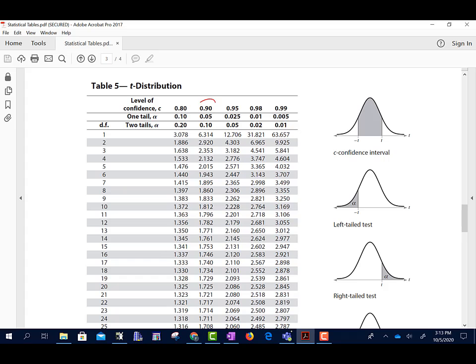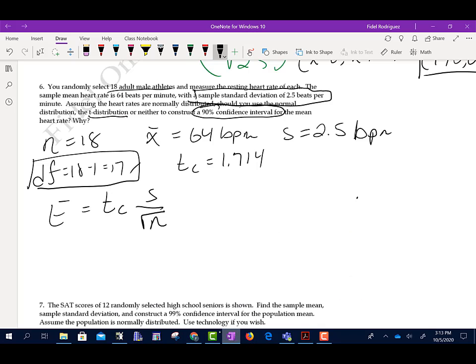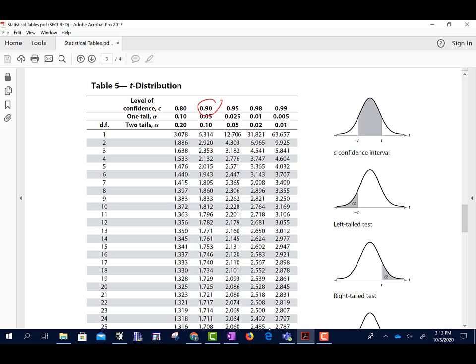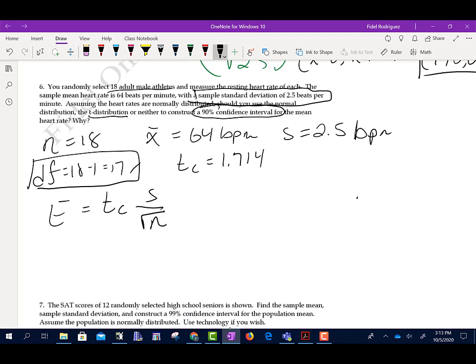Right, that was the right number. 90%. What was it? Degrees freedom. I think it was 17. Yes, just making sure I write the right number, guys. Degrees freedom 17. 1.740. Sorry. 1.740. There we go. All right.